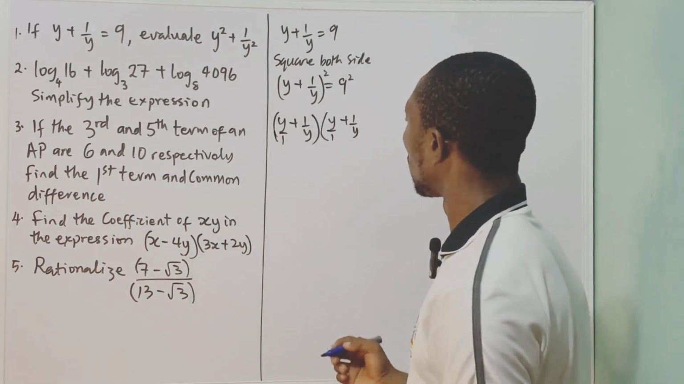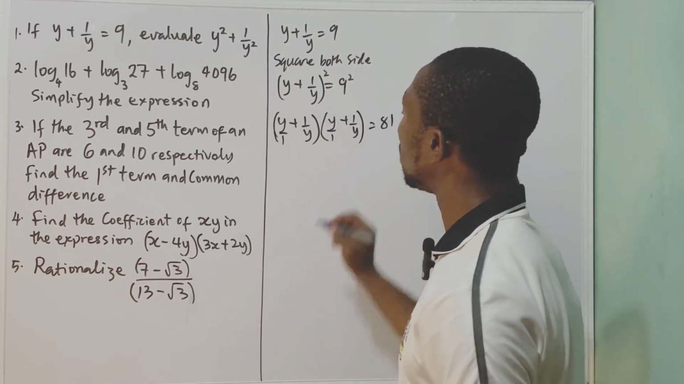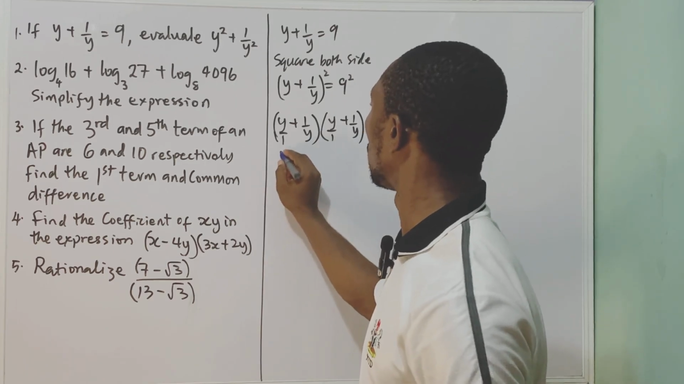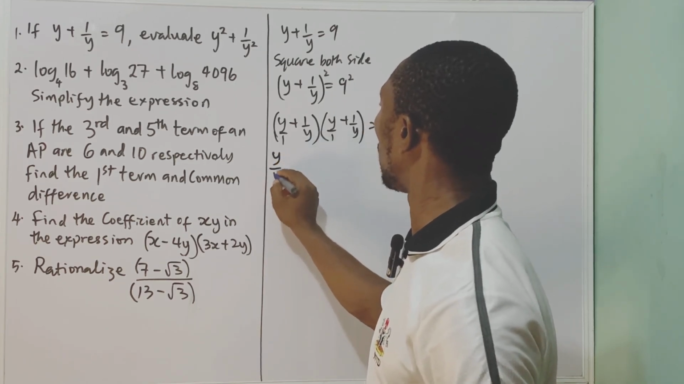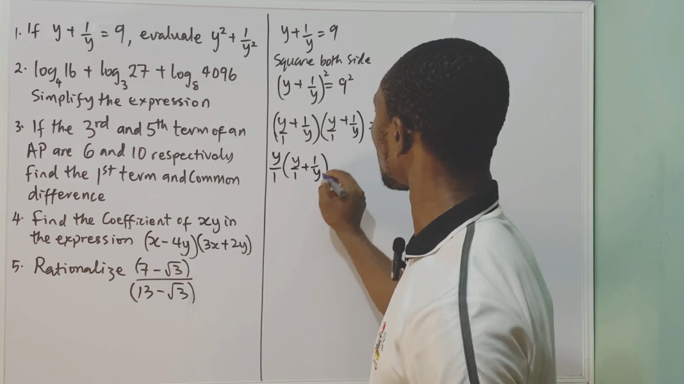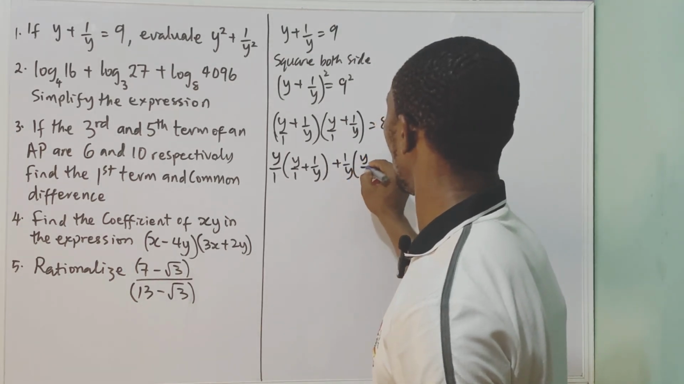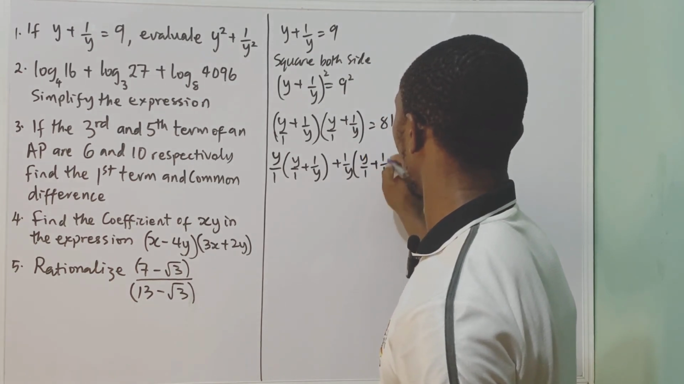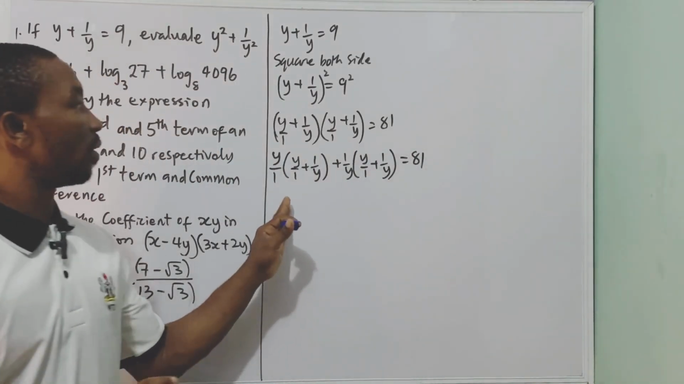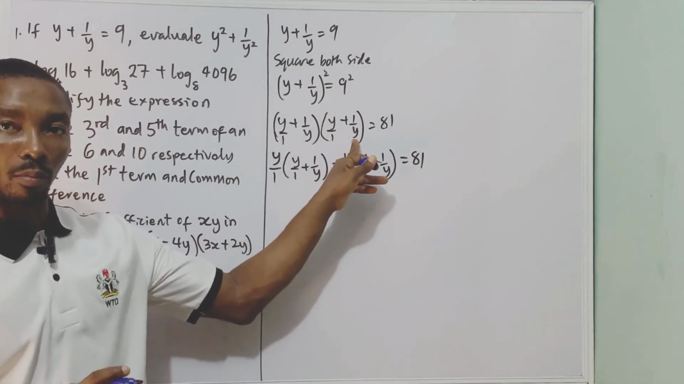Okay, now from here equals what? 9 squared gives us 81. So now this times this gives us y over 1 bracket y over 1 plus 1 over y, plus 1 over y bracket y over 1 plus 1 over y, equals 81. What I just simply did here was to use these brackets to multiply this bracket.